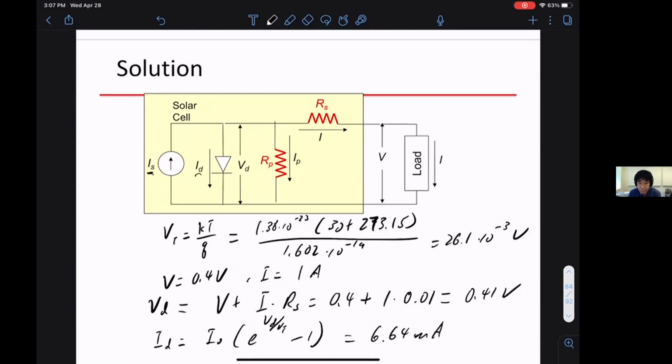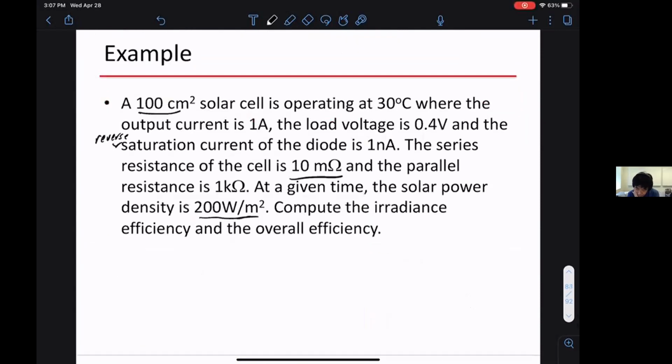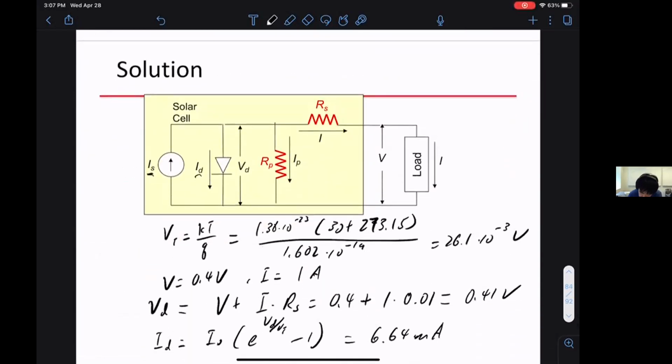Any questions for this? Can you go back to the problem? Okay, so the I0 is 1 nanoamp. Yes, 1 nanoamp, this is given. Okay, thank you.